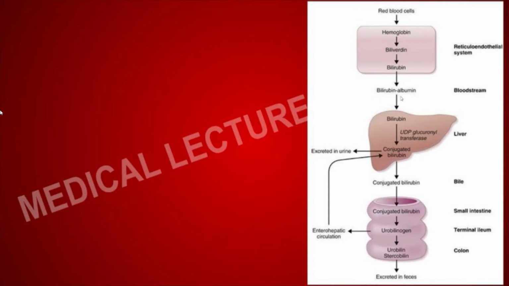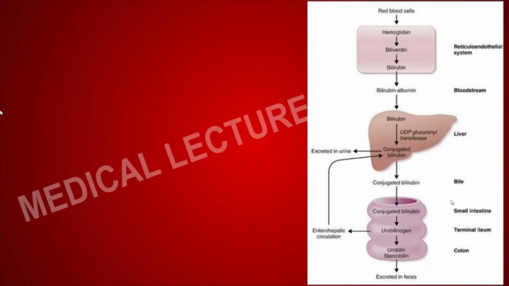As we all know, albumin is a plasma protein and acts as a very good transporting material, and it helps in the transportation of the bilirubin towards the liver. Now what happens? This unconjugated bilirubin is converted to conjugated bilirubin in the presence of the enzyme UDP glucuronyl transferase, and now this conjugated bilirubin is either excreted in the urine or it enters the bile. After entering the bile, where will it go?